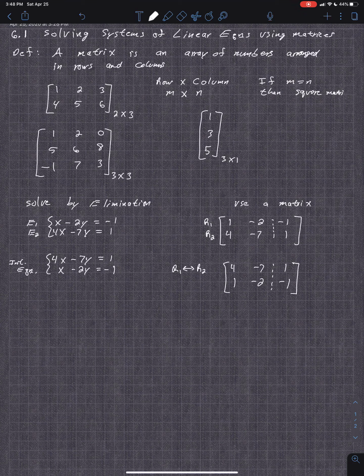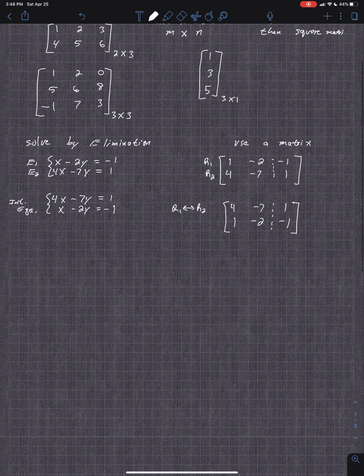Now we're going to do operations on the equation to eliminate the variables. So we can see here, the nice thing to do would be eliminate this x by multiplying equation 2 by -4. All right, so let's do that. So we're going to say equation 1 doesn't change, so 4x minus 7y equal to 1. And then we're going to say -4 equation 2.